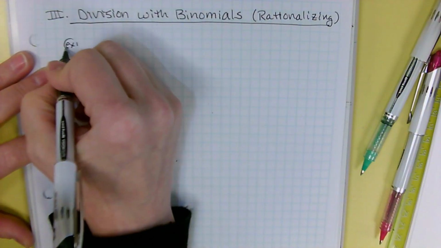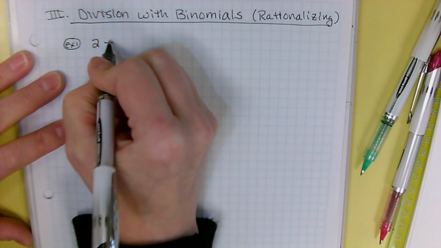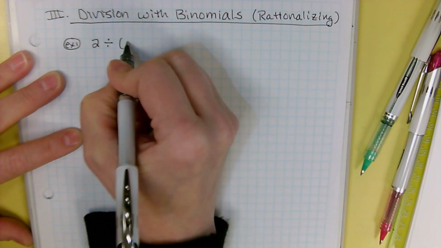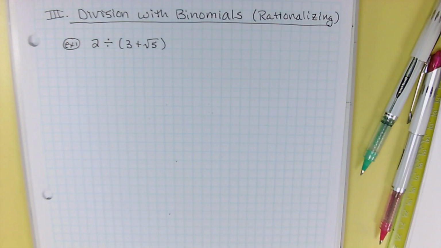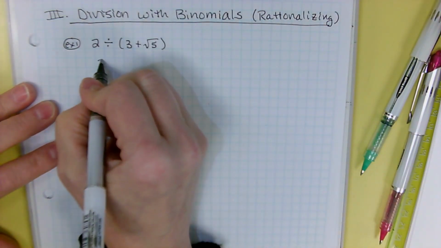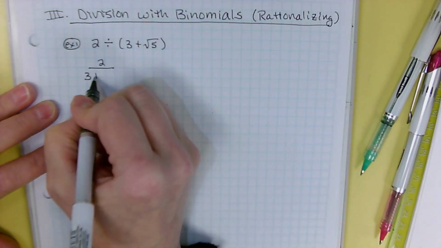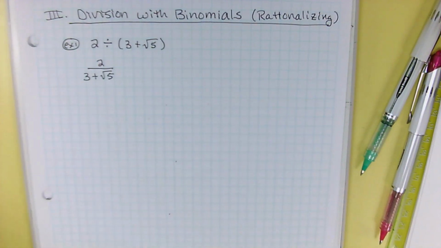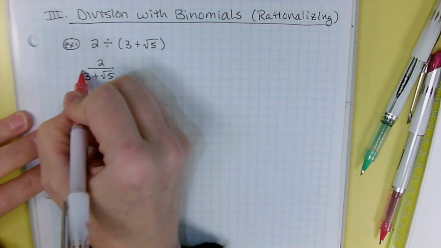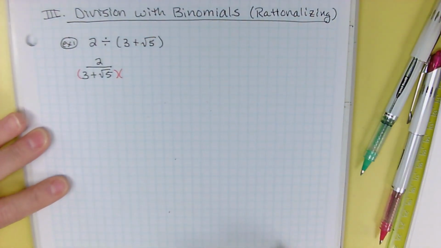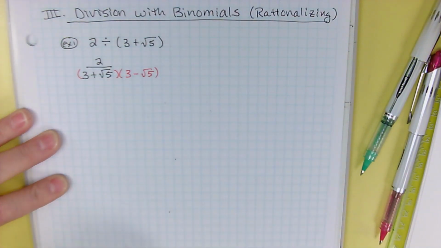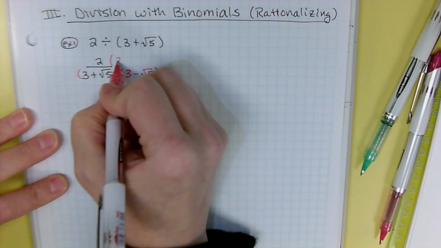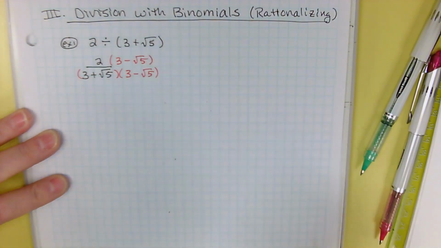All right, so example 1, we're going to do 2 divided by the quantity 3 plus radical 5. Just like we did before, you're going to stack it up, 2 over 3 plus radical 5. What's different is, to get the radical 5 out of the denominator, we have to multiply the bottom by its radical conjugate, which is 3 minus radical 5. Of course, if you do it on the bottom, you have to do it on the top, 3 minus radical 5.